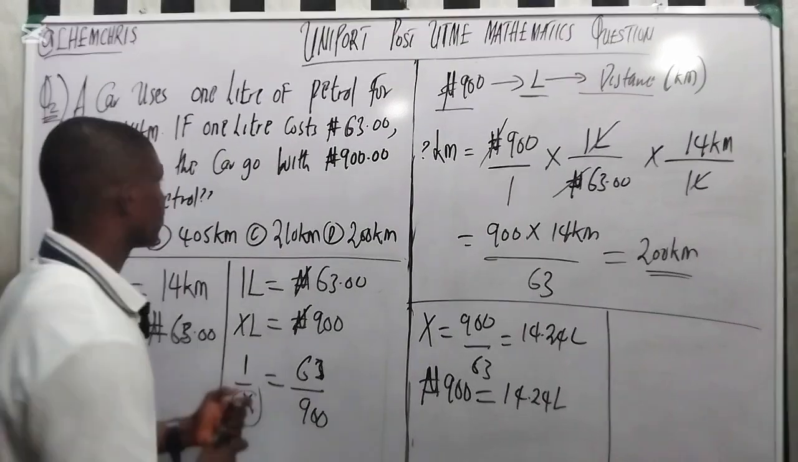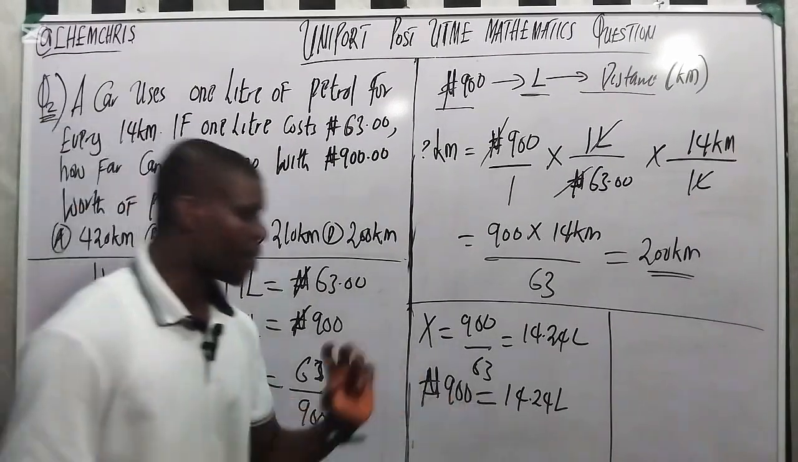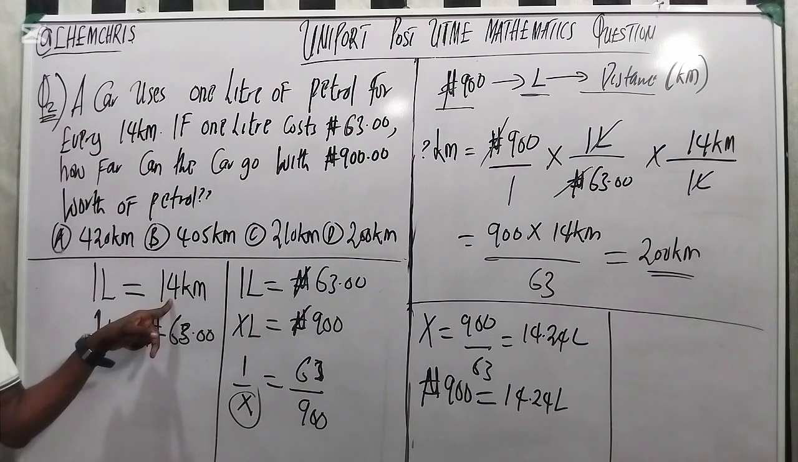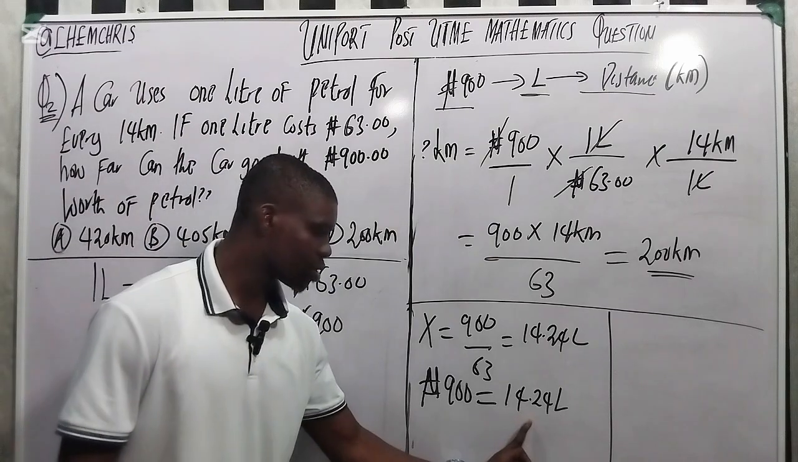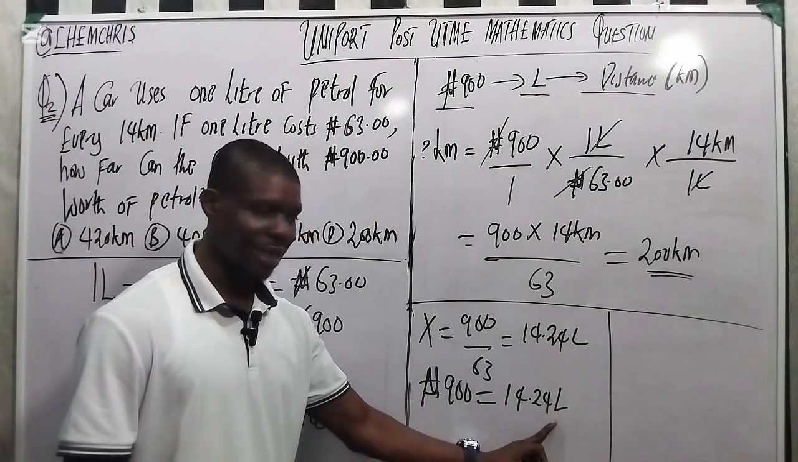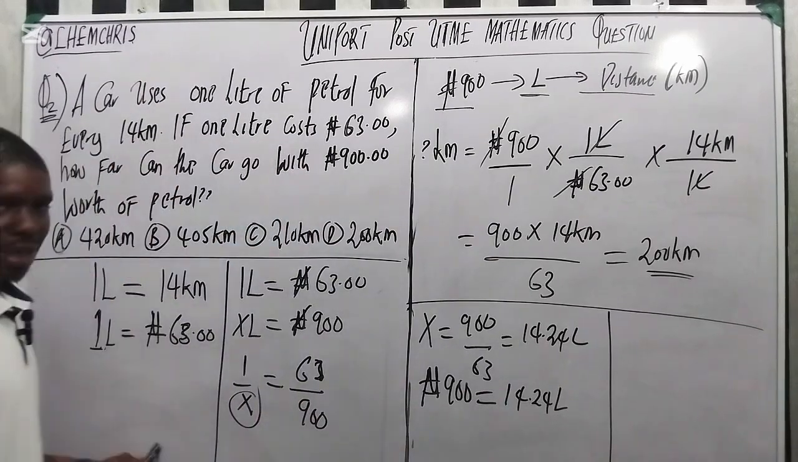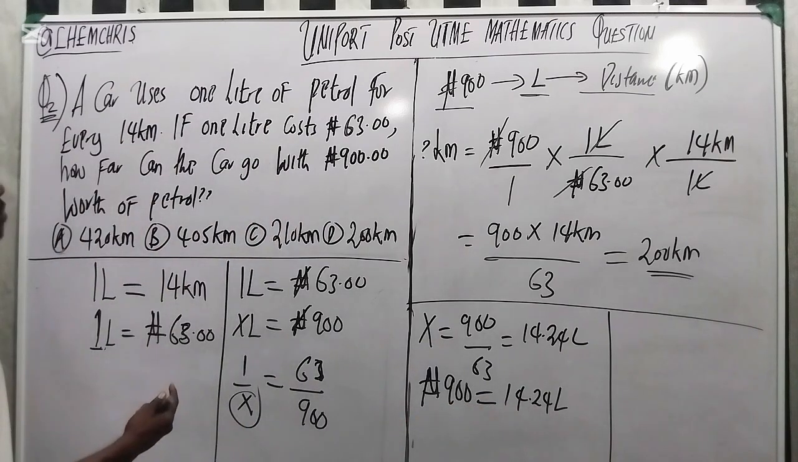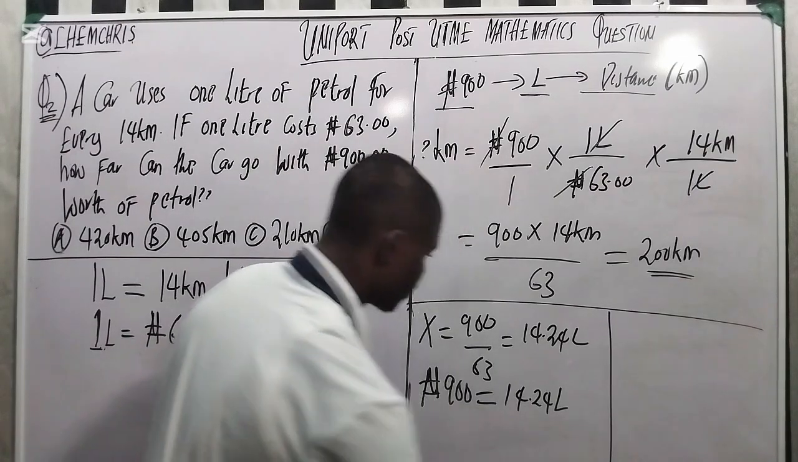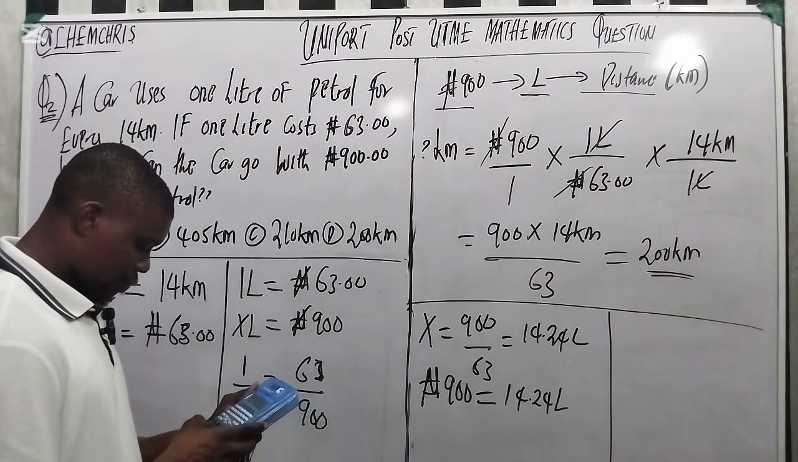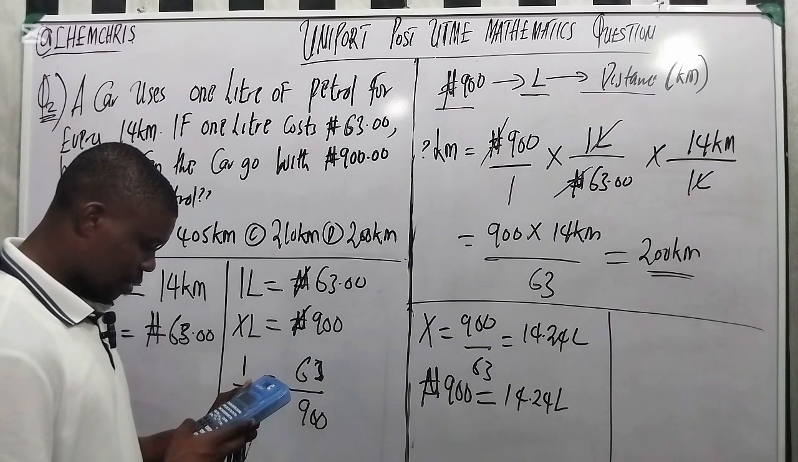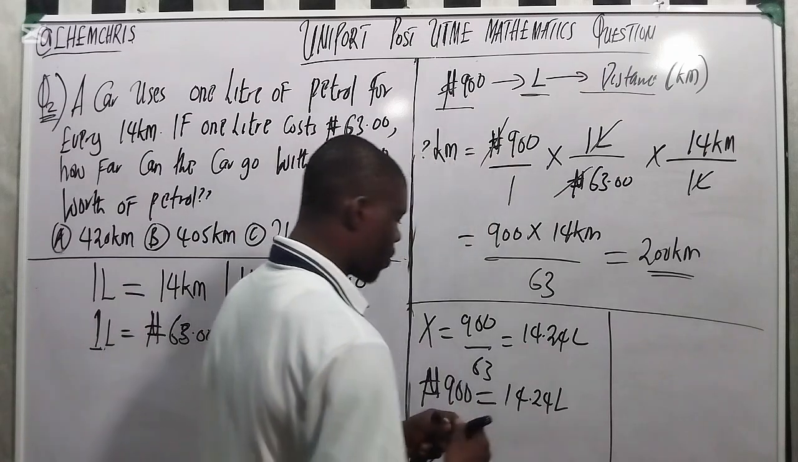So now they're asking for distance. To get the distance here, remember 1 liter is equal to 14 kilometer here, right? Now you have 14.24 liter here. So how many kilometers are you going to get? So it will be 14.24 times this 14 kilometer. So if you check it very well, 14.24 times 14, here we have 199.